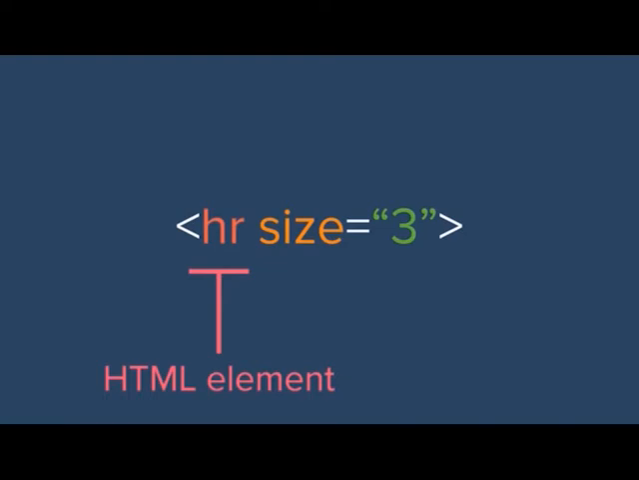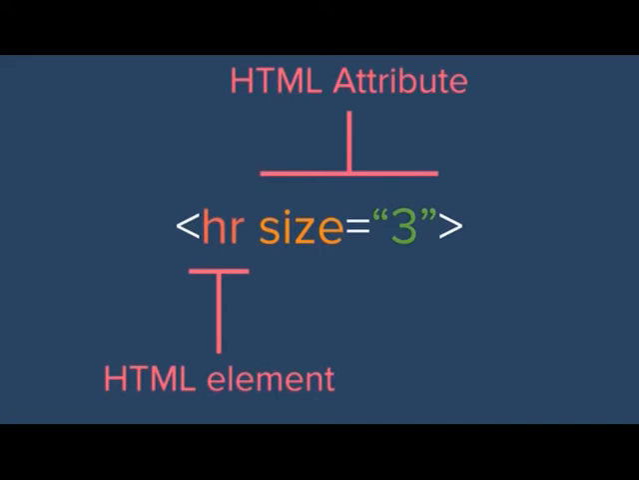Now the second part inside the angle brackets, or inside our tag, is new, and this is called an HTML attribute. It basically gives more information to the browser to specify modifications to the HTML element. So in this case we are saying that we want a horizontal rule, but we want it in size 3.